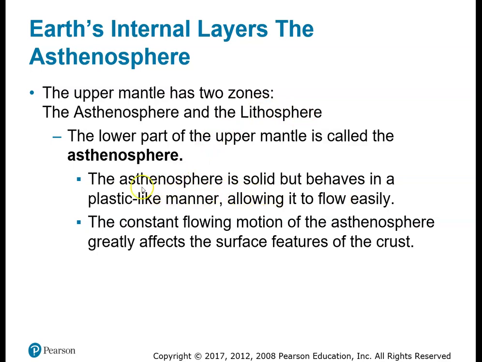So the main thing here is the asthenosphere is solid, but it behaves like a plastic. And so there is this flow that goes on. The constant flowing motion of the asthenosphere greatly affects the surface features of the crust, right? Like, for example, where the mountains are, where the oceans are, and, well, actually, I take that back, it does have to do with where they're going to be.